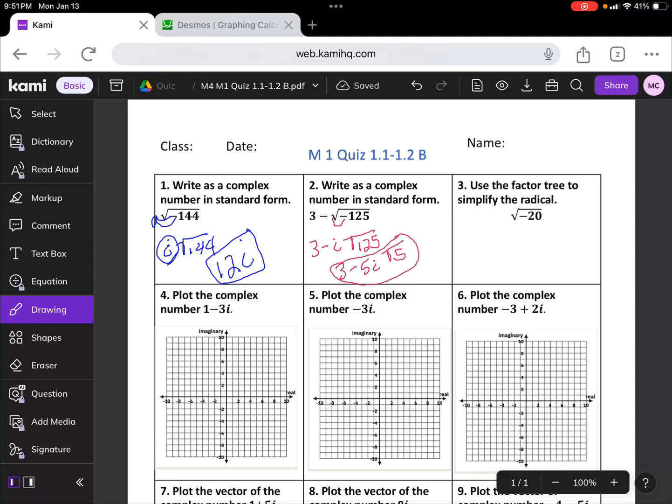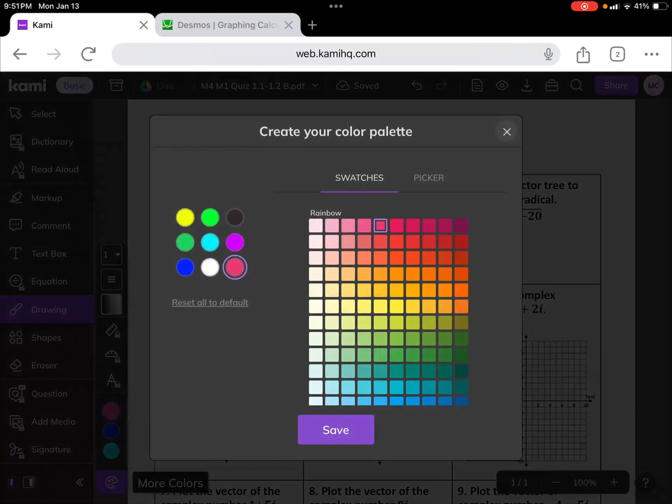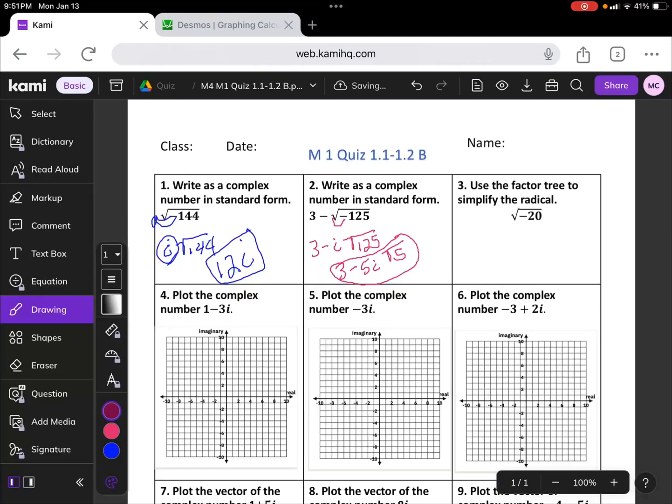Now looking at number 3. Number 3 says that we have to do a factor tree. Now to get credit for this, you have to do both. You have to give me the simplified answer, plus you've got to do the factor tree. So when we do this, you're going to pull out that negative again, and you're going to have I, the square root of 20. So now let's do 20 with that factor tree.